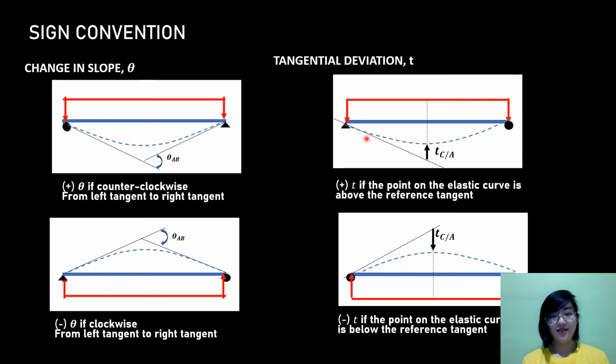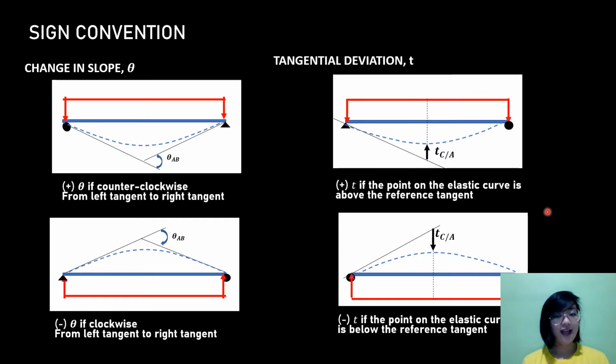So for tangential deviation naman, positive if the point of the elastic curve is above the reference tangent. So this one is the tangent line. This one is the elastic curve. So nasa taas yung elastic curve ng tangent line, so that is positive. And negative naman if the point of the elastic curve is below the reference tangent. Or this one. Ito yung elastic curve, ito yung tangent line. So, nasa taas yung tangent line. So, TCA is equal to negative. So, that's all for the concepts.